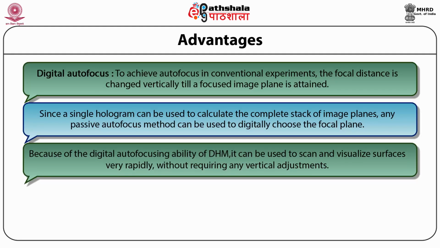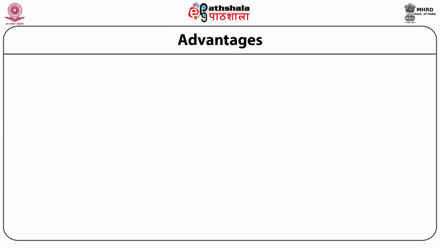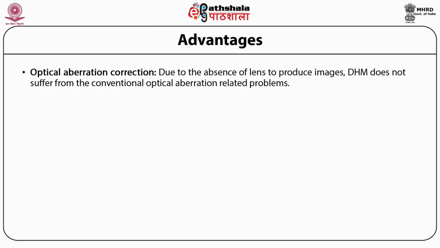Because of the digital autofocusing ability of DHM, it can be used to scan and visualize surfaces very rapidly without requiring any vertical adjustments. By recording a single hologram and then stitching sub-images together, which are calculated at different focal planes, the whole and focused image of the object is formed. Another advantage is the optical aberration correction.